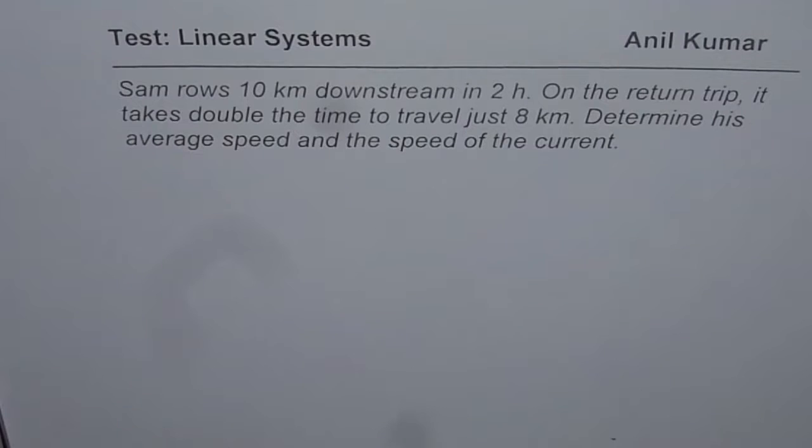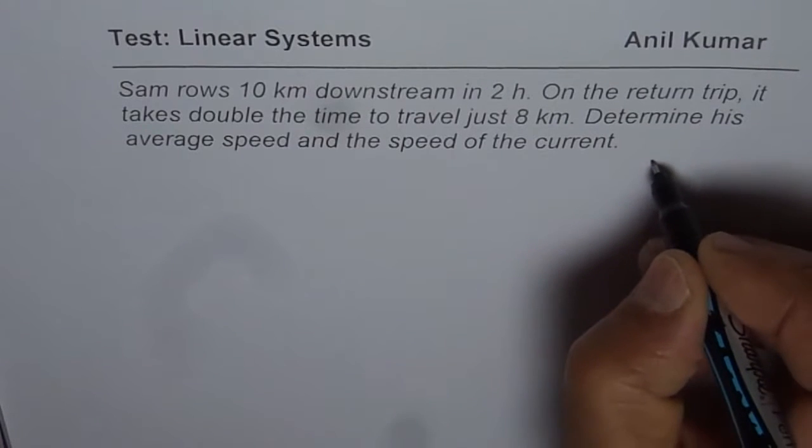We will now understand how to relate distance, speed, and time. The question here is: Sam rows 10 kilometers downstream in 2 hours. On the return trip, it takes double the time to travel just 8 kilometers. Determine his average speed and the speed of the current. So let's look into this question.